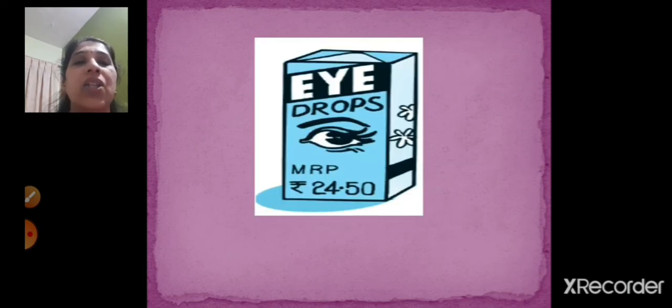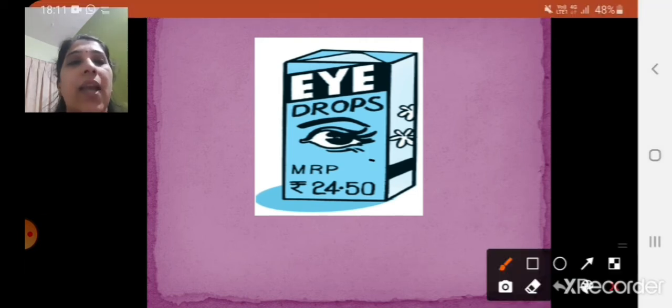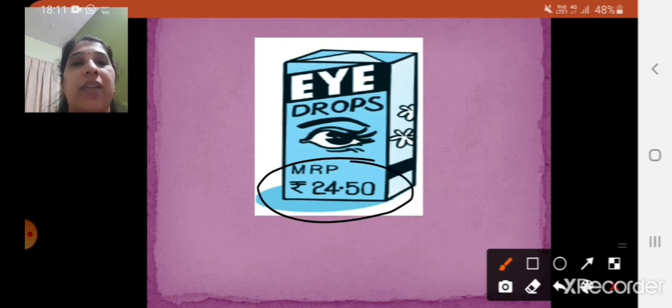Now on the screen, children, you can see the figure of eye drops. And what has been written? MRP as rupees 24.50. So this is your MRP, 24.50. Now what is MRP? M stands for maximum, R stands for retail, and P for price. So maximum retail price. The short form is MRP.